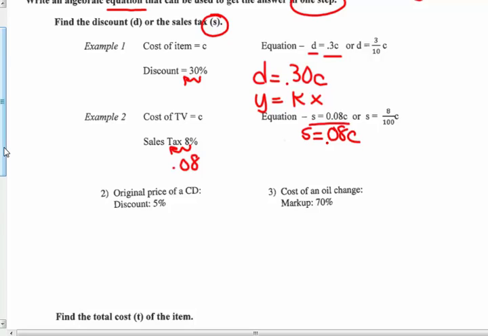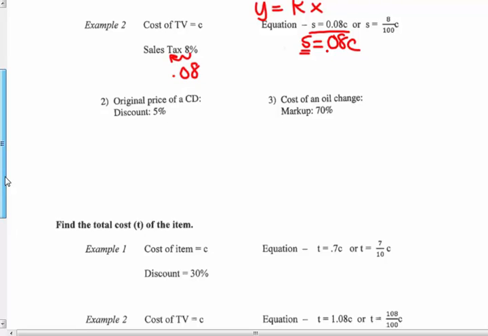You can see it written here. Or you could write it as the fraction 8/100ths C. So to find tax, change the percent to a decimal, multiply it by the cost, and you will get the sales tax S. S equals 8/100ths C.